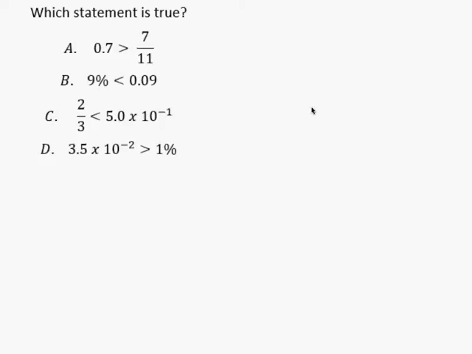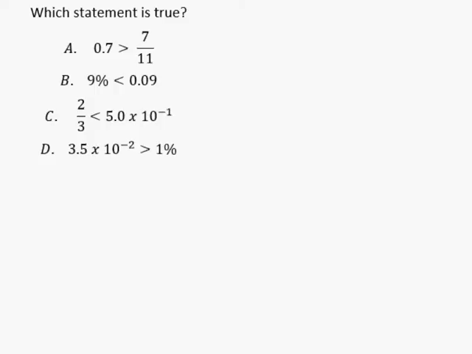All right, so let's see if we can solve this question, which involves comparing decimals, fractions, percents, and scientific notation. It says, which statement is true? A, 0.7 is greater than 7/11.